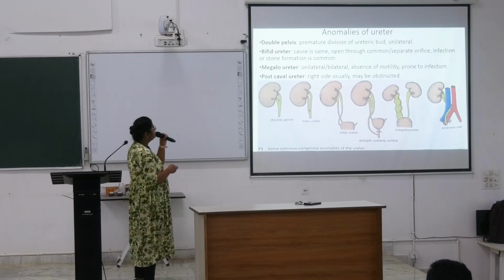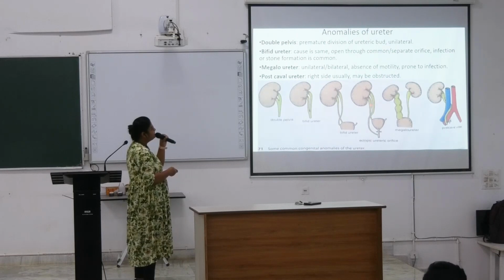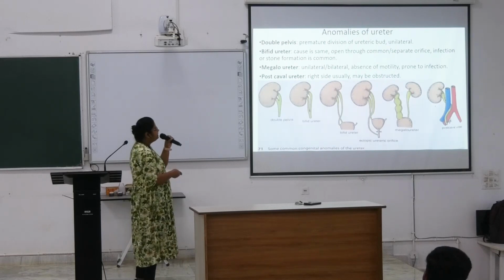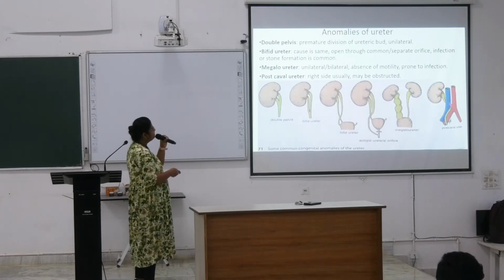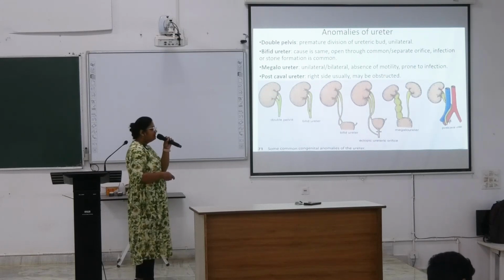A post-caval ureter, right-sided usually present, may be obstructed. Generally the ureter passes in front of the aorta and vena cava. And if it is present posterior to the inferior vena cava, that is known as post-caval ureter. And there is a high chance of obstruction. Okay. Next.